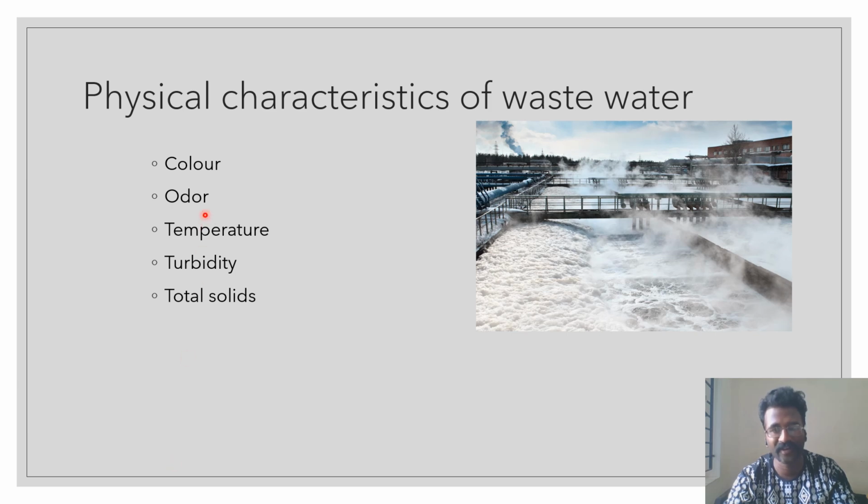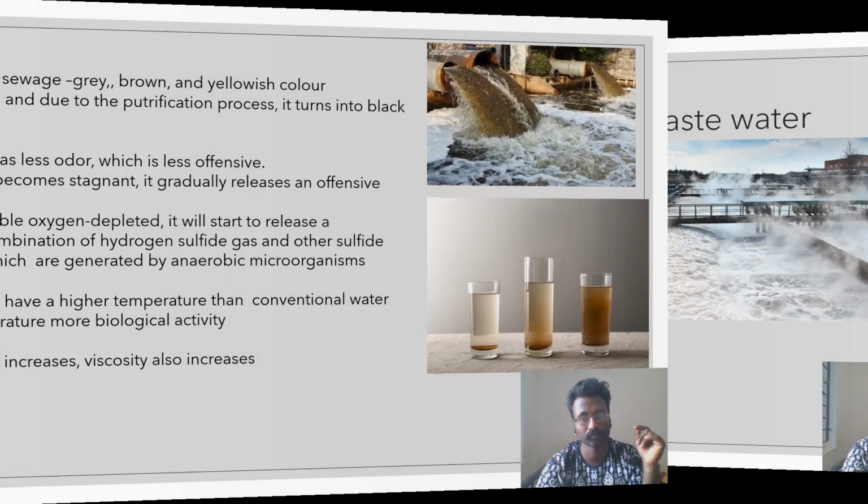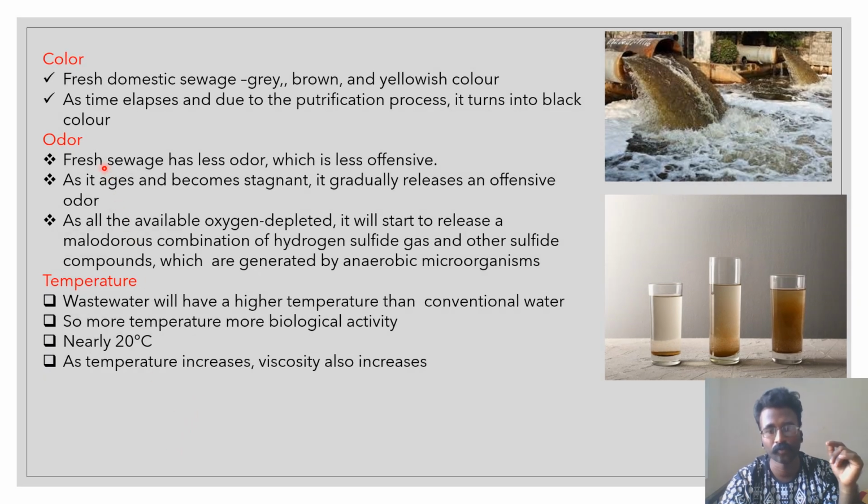The physical characteristics of wastewater are color, odor, temperature, turbidity, and total solids. So, the color. The color of fresh domestic sewage ranges from gray or green to yellowish. But as time elapses, due to the putrefaction process, it turns black.